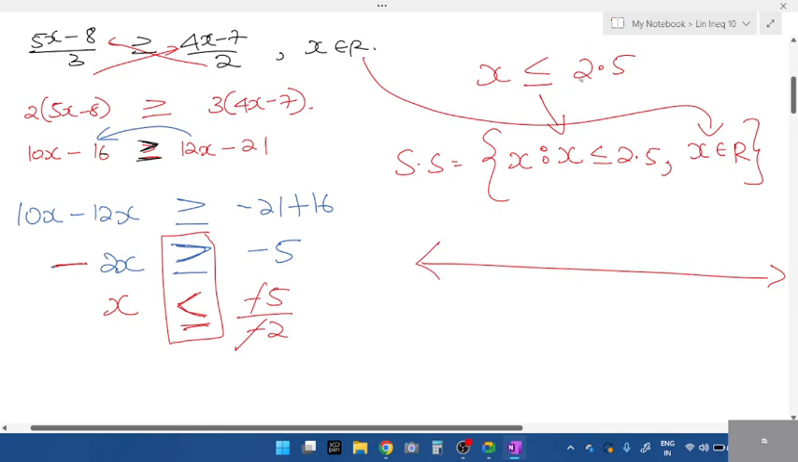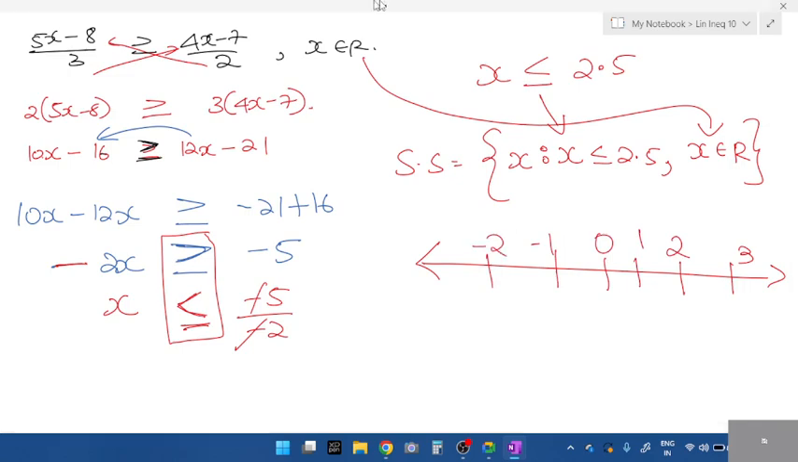For the number line, the arrow is towards the left hand side. 2.5 is given. 2.5 lies between 3 and 2. Just for reference, write 3, students. 3, 2, 1, 0, minus 1, minus 2. Take up to minus 2, that is enough. And indefinite values, it goes on, right? So 2.5 is given. Draw a line like this, 2.5. 3 is just for reference, right?